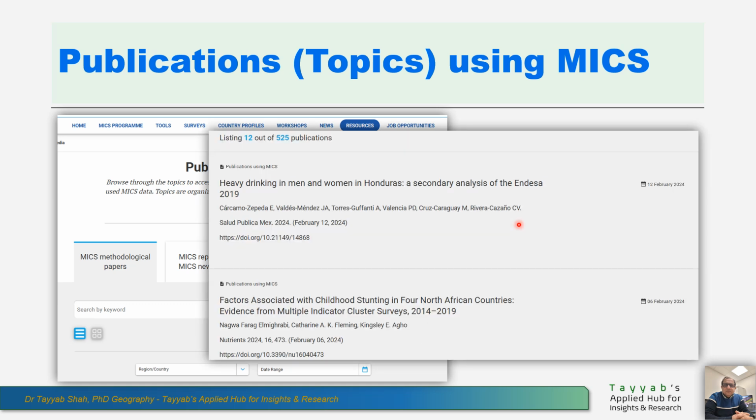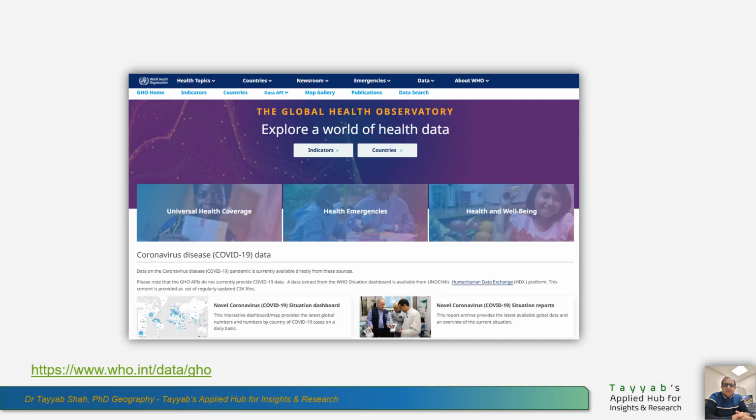So, for example, there are two papers I just searched. This one is almost a 1-year-old paper, and this one is using 2019 data, basically on heavy drinking in men and women. That's a topic they're using, and then the second one is the factors associated with childhood stunting. So they are also having multiple countries' data there. So you can pick the different ideas, different papers, and then try to understand which topic you think will be appropriate for the country you are going to be using the data for, and then they have current issues.